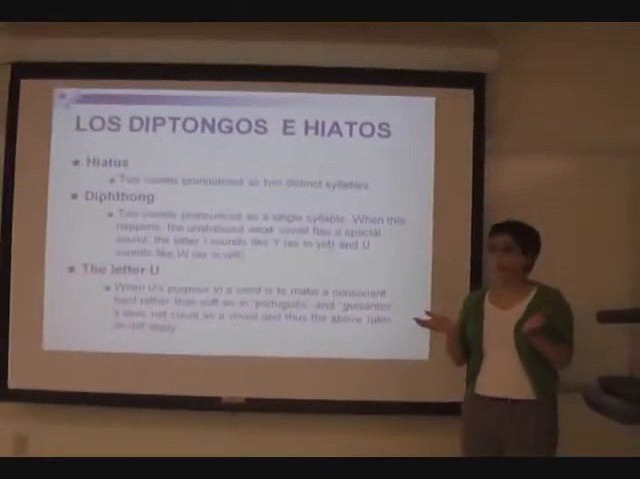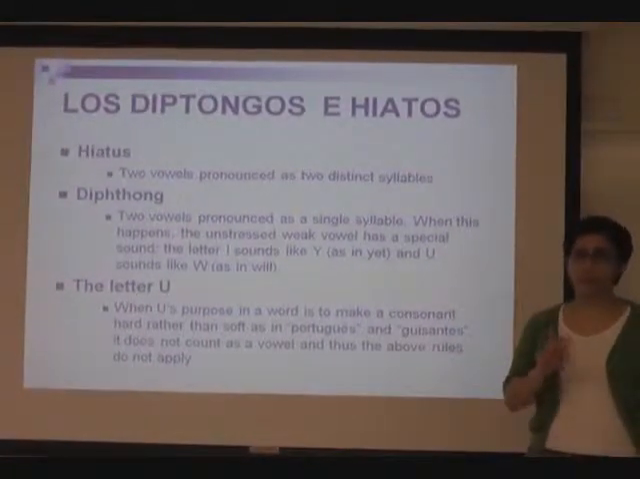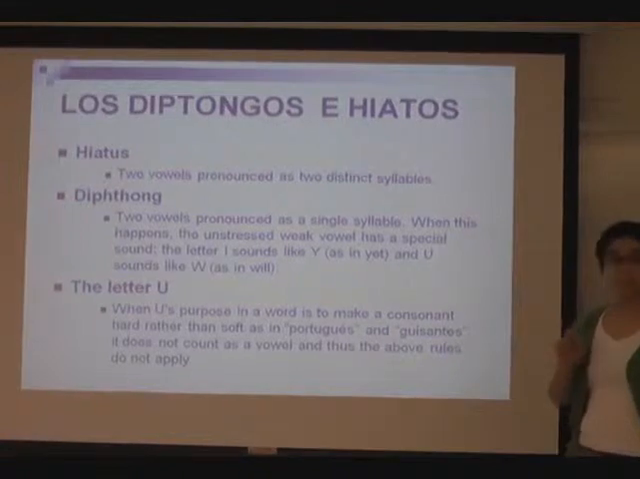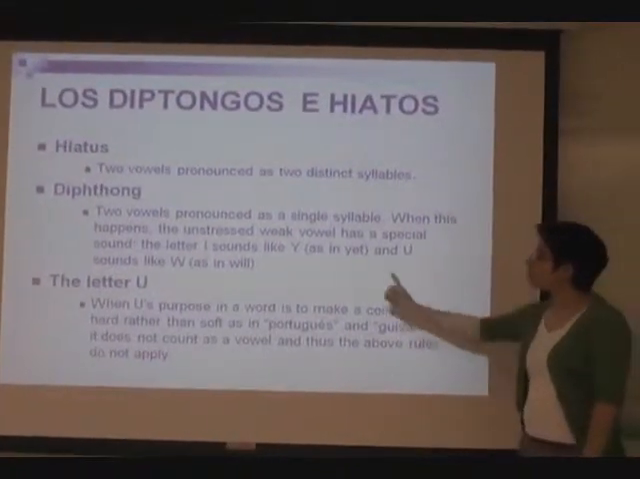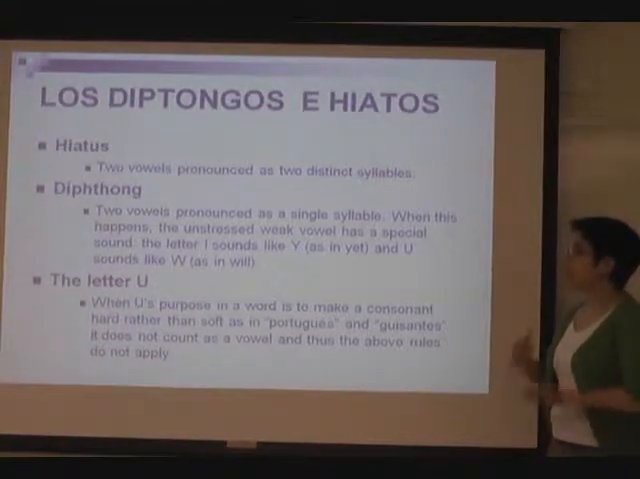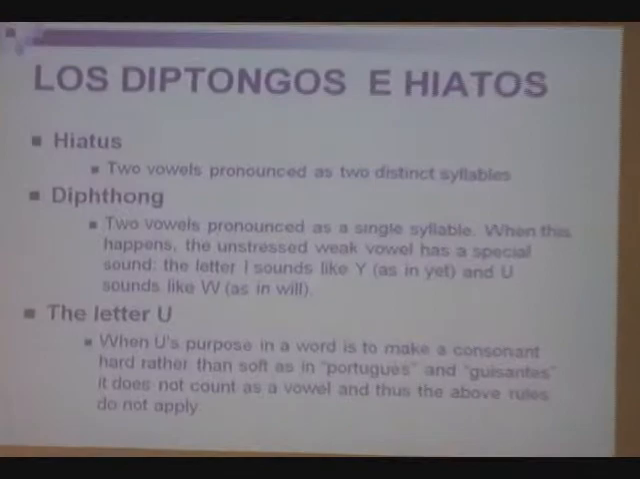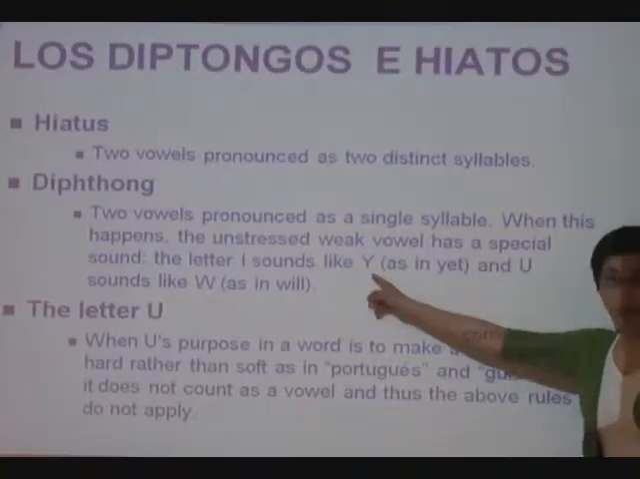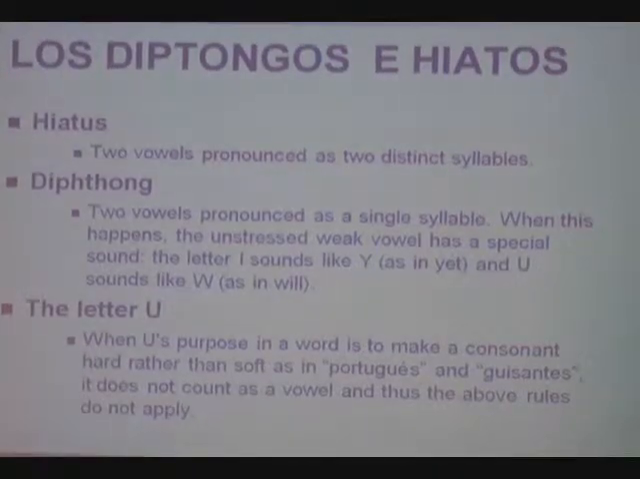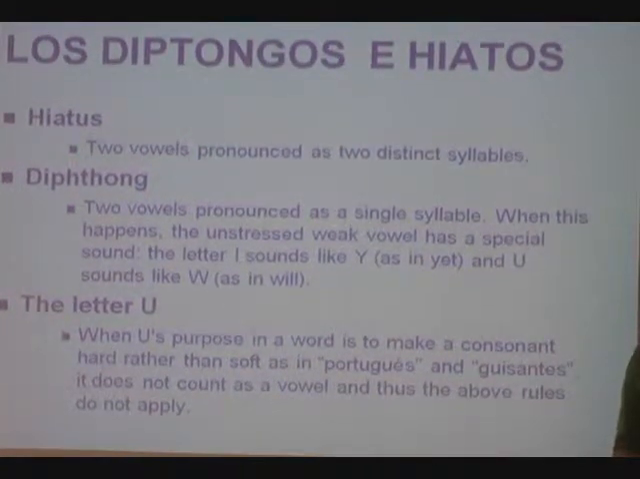What is a hiato? Two vowels pronounced as two distinct syllables. We're going to see examples. Diptongos: two vowels pronounced as a single syllable. When this happens, the unstressed weak vowel has a special sound. The letter I sounds like a Y, like in yet, and U sounds like W, as in will.